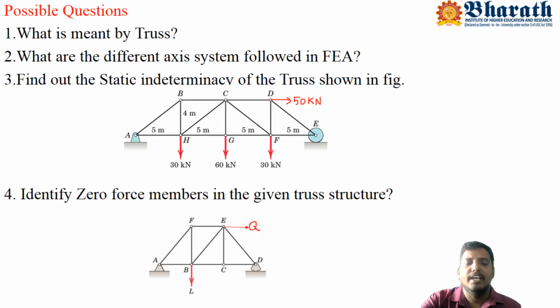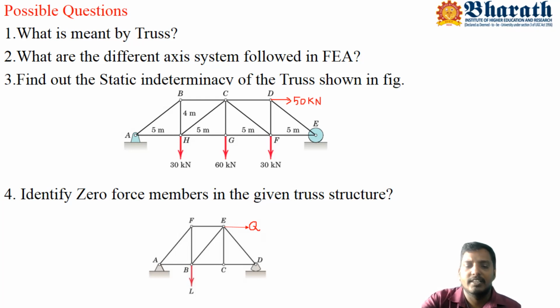Question number 4: identify the zero force members in the given truss structure. If a joint has only 2 members, there is no external force and no external reaction force from the support, then those 2 members are zero force members. Or if a joint consists of 3 members, with no external loading and no reactive force from the support, and out of these 3 members, 2 members are collinear, then the third member is a zero force member.